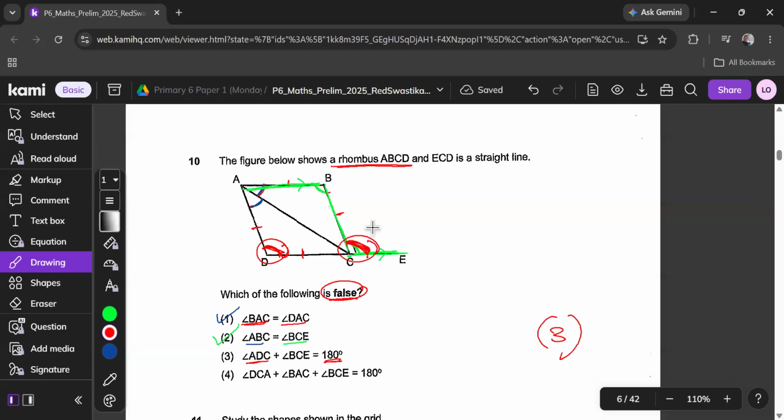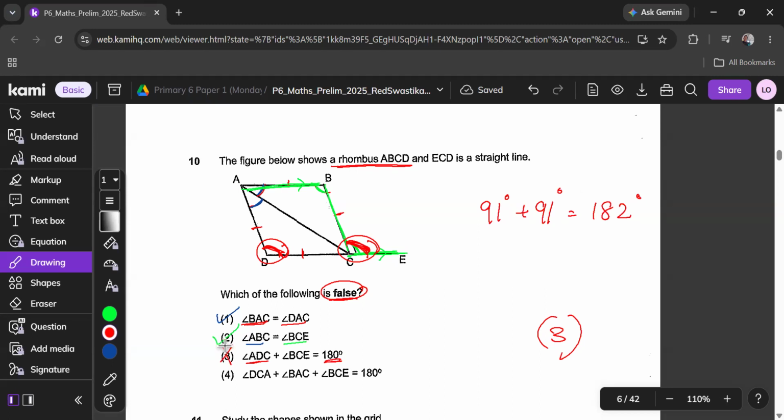Obtuse angle plus obtuse angle will be more than 180 degrees. Okay, what is the obtuse angle? For example, the smallest obtuse angle is 91. You plus another smallest obtuse angle, you add together will be more than 180 already. So your number three is not true.